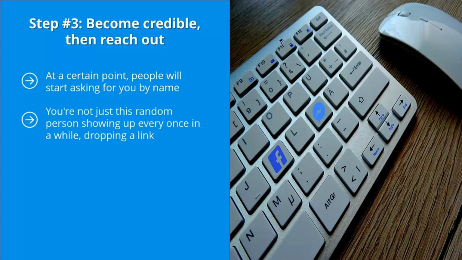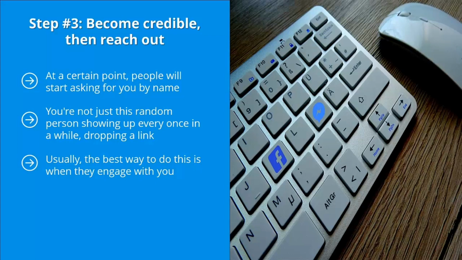You're not just this random person showing up every once in a while dropping a link. Instead, you're that person that helps keep these groups together. This is when you reach out. This is when you try to engage with the group admin. Usually, the best way to do this is when they engage with you. Maybe they mention your name, or they send you a message on Messenger. Whatever the case may be, try to wait for them, or reach a high enough level of engagement and acknowledgement from other community members before you reach out.